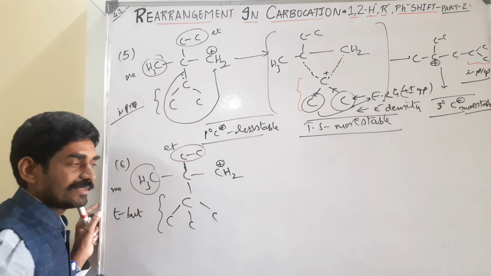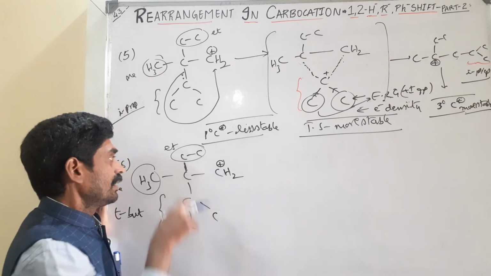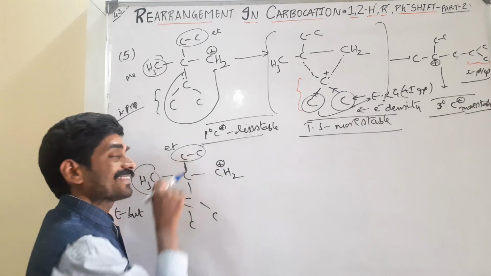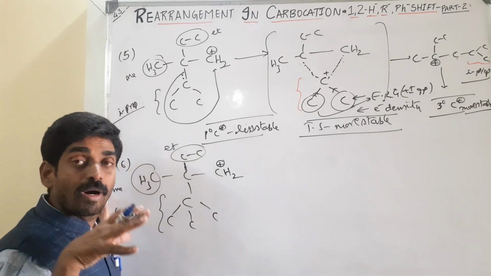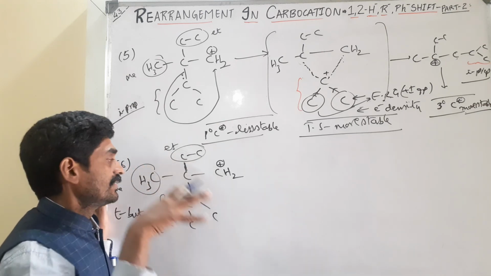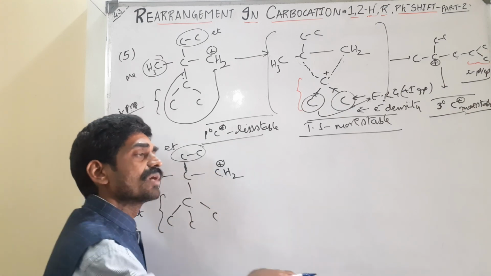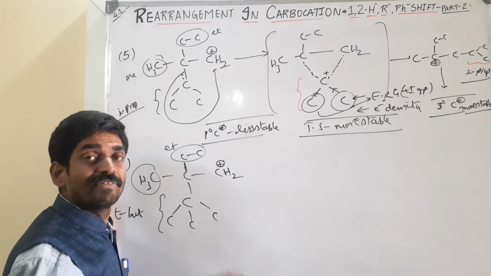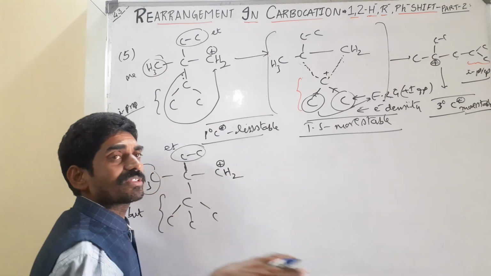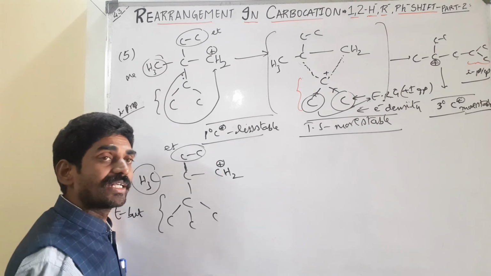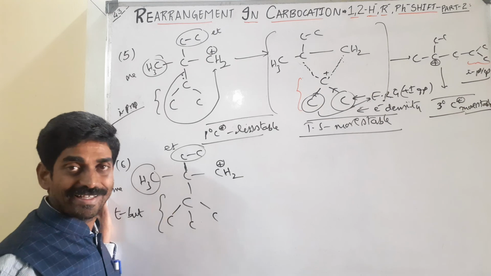So now, to stabilize this primary carbocation, methyl shifting, ethyl shifting, or tertiary butyl shifting is possible. The deciding factor is which produces the more stable transition state, that will give the more stable product. So that group will migrate. Is it clear?